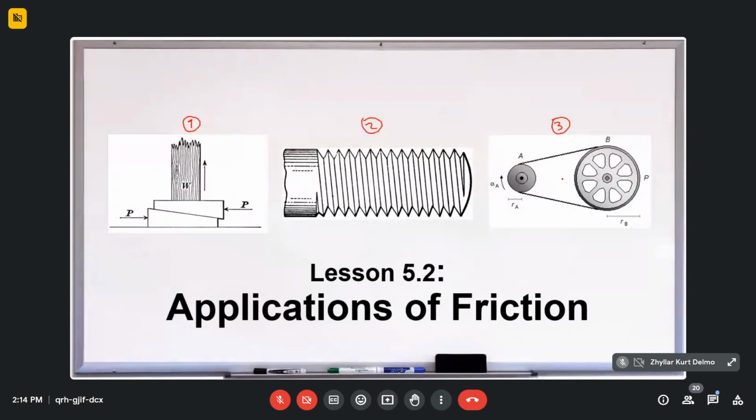But there are other applications where we don't need friction. For example, if we want one object to move smoothly with respect to another object, we need to remove or minimize friction. It is difficult to remove it completely, so we minimize the friction. But in these simple machines, in order to have a huge mechanical advantage, they utilize friction to perform their task.